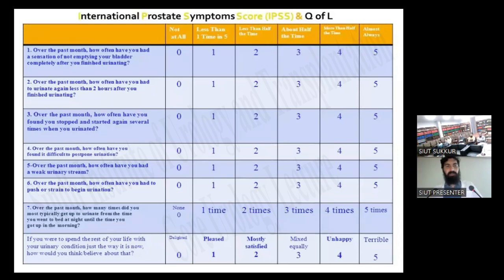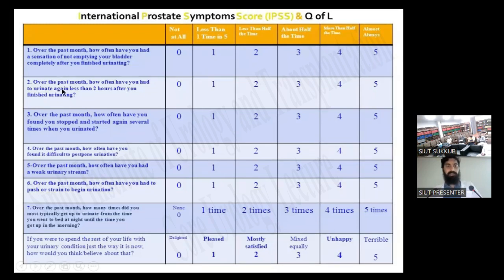Question number 1 is: over the past month, how often have you had a sensation of not emptying your bladder completely after you finish urinating? There are 6 grades: not at all, less than 1 time in 5, less than half of the time, about half of the time, more than half of the time, and almost always.